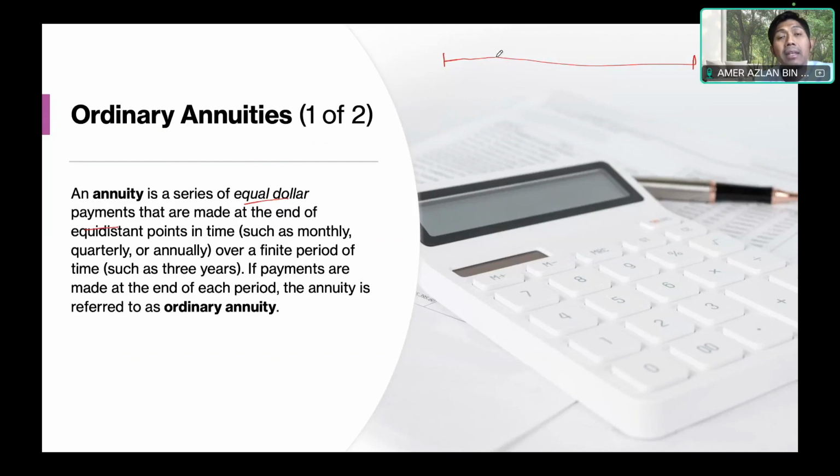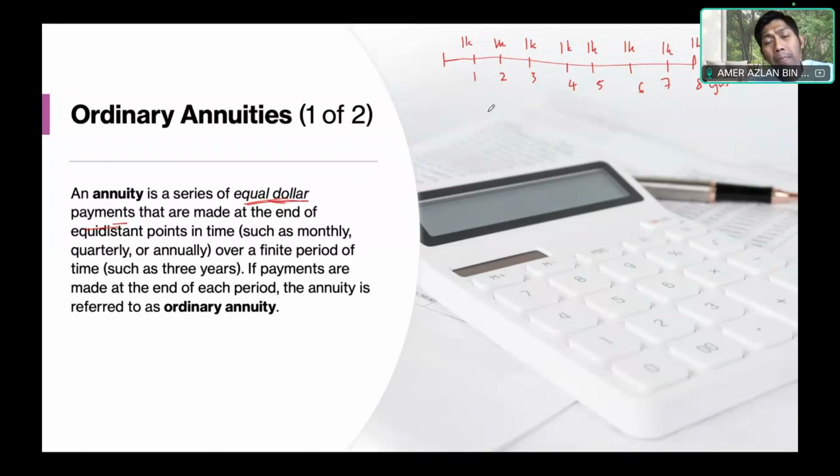Equal dollar payments. For example, you save $1,000 consistently every year. Let's say this is the number of years: first year, second year, third year, fourth, fifth, sixth, seventh year, 8 years. Every year you save 1,000 consistently: 1,000, 1,000, 1,000, 1,000, 1,000, 1,000. So this is what we mean by annuity. It is a series of equal dollar payments.